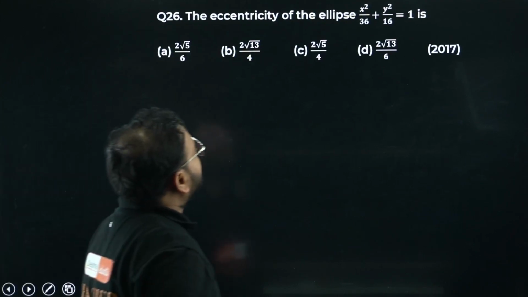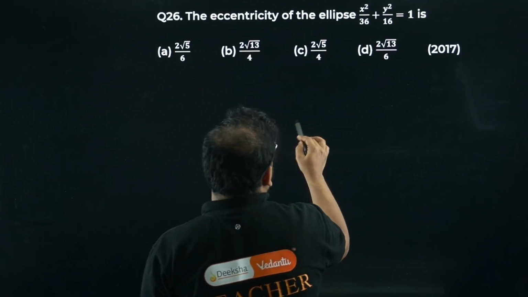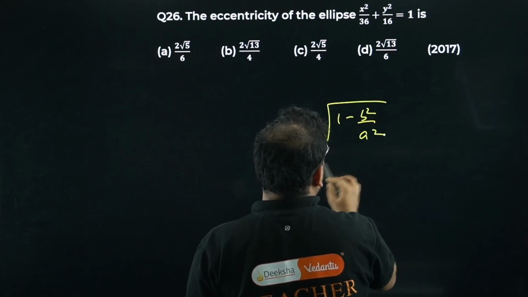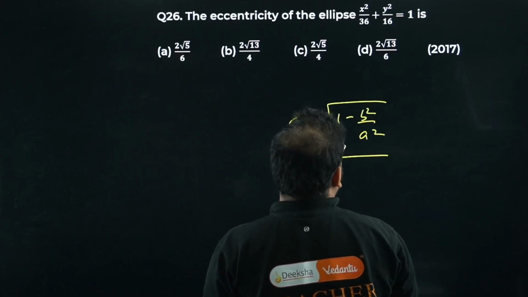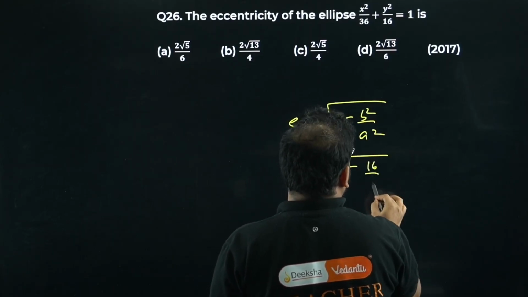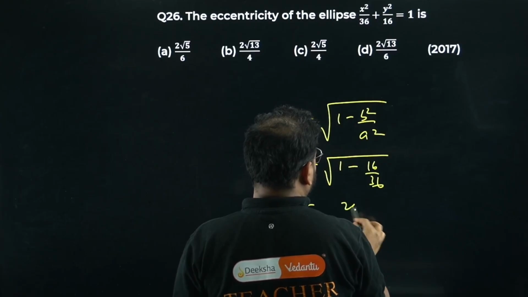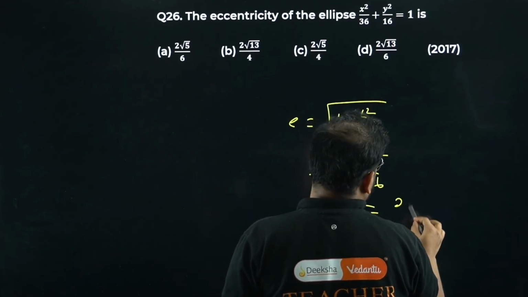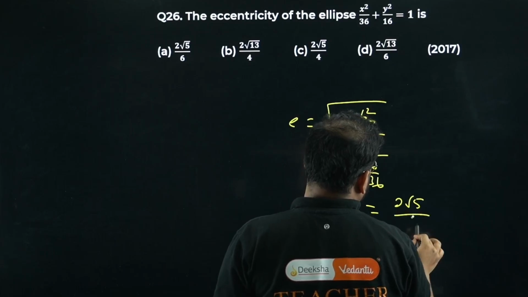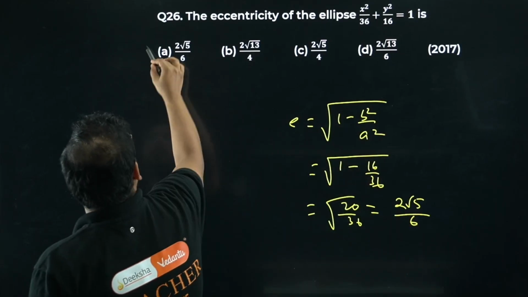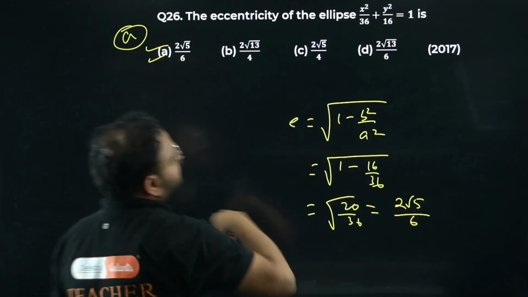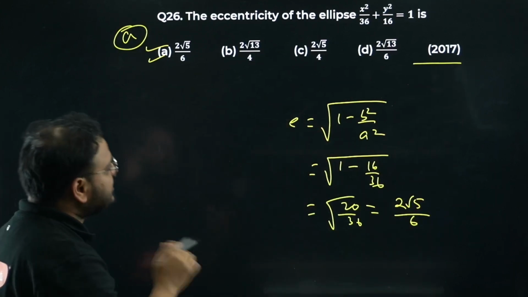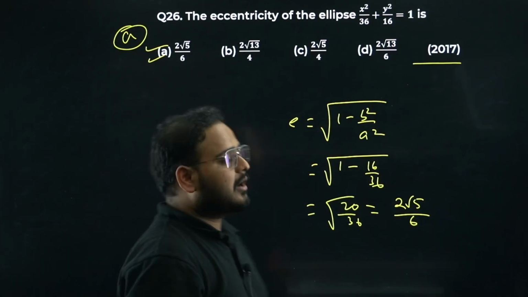The eccentricity of the ellipse. Let's find this. We know the formula E equals root of 1 minus b square upon a square. We'll have 1 minus 16 by 36. I get 20 by 36, and in the root it becomes 4 into 5, so 2 root 5 upon 6. Option A is correct. It's a P by Q, I think. Very simple. The P by Qs are very simple actually, unlike the difficult, challenging problems. 26 is done. 27 now.